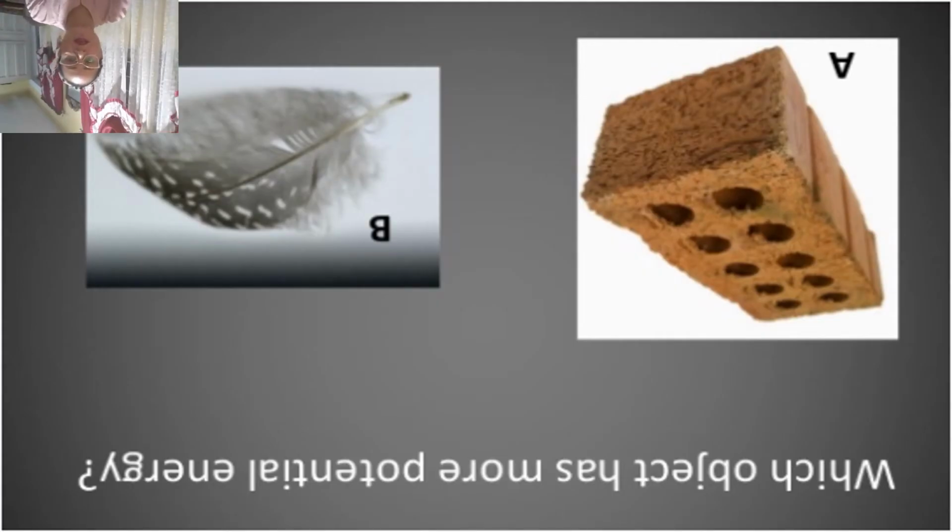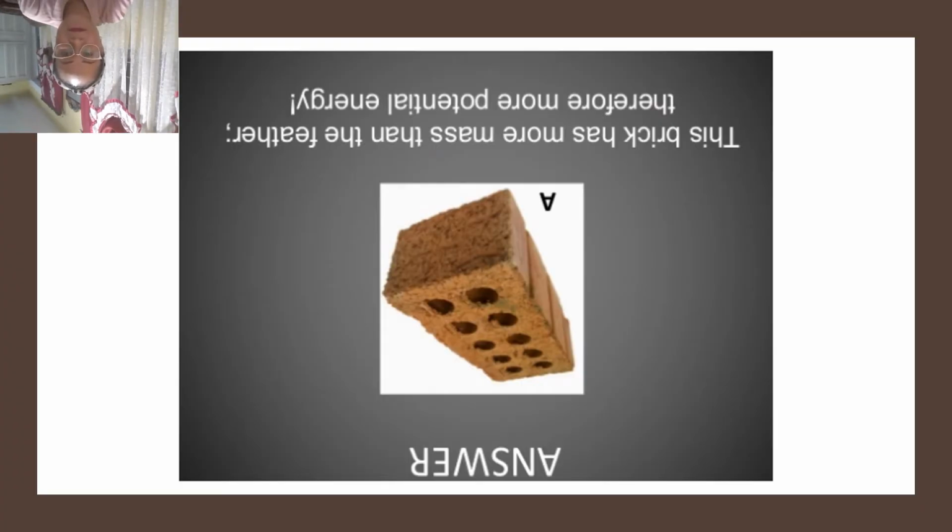Here we have an example. Which object has more potential energy? Is it A, a brick, or B? The answer is A, the brick. This brick has more mass than the feather, so therefore it has more potential energy.